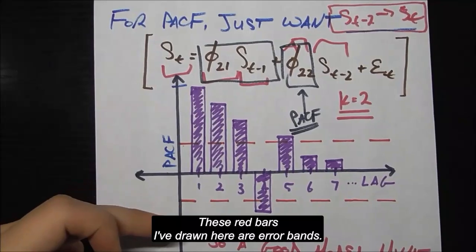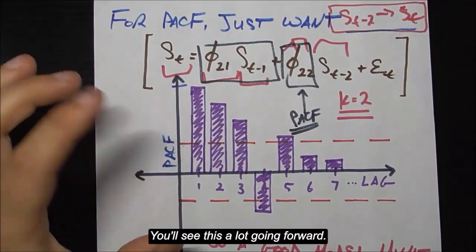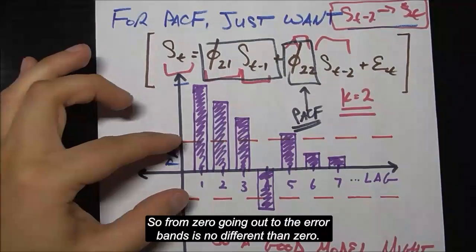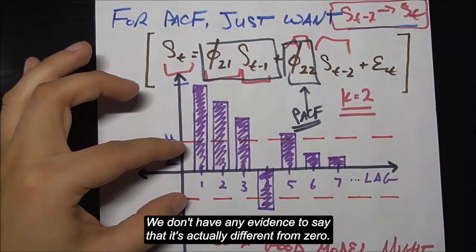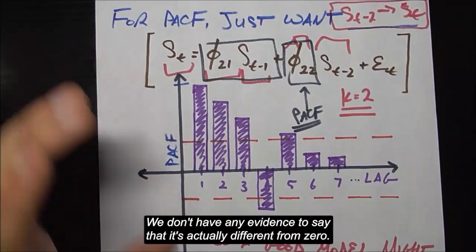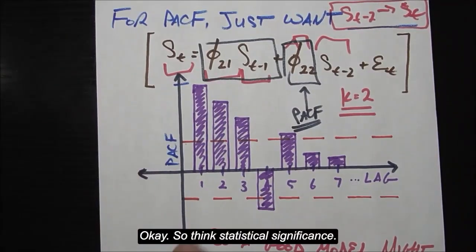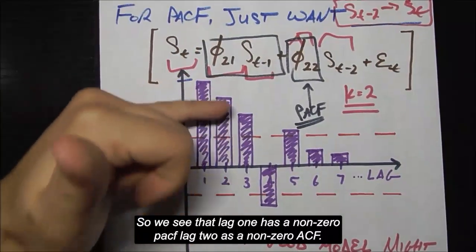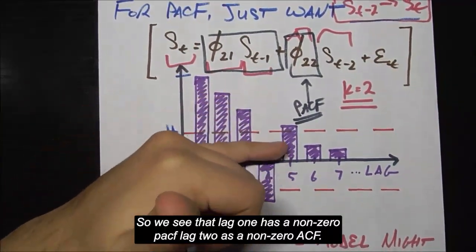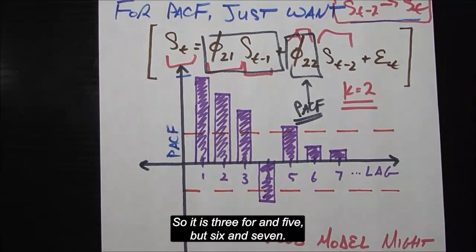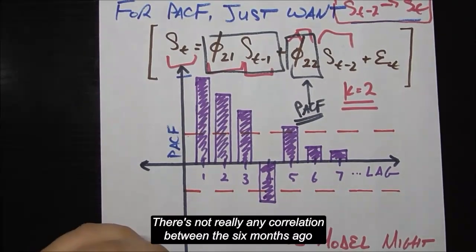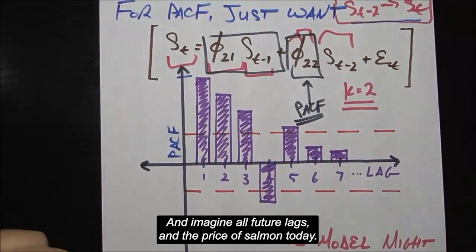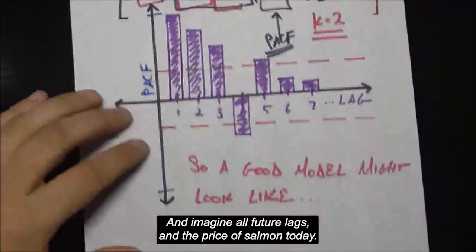These red bars I've drawn here are error bands. You'll see this a lot going forward. Basically, you can think of it right now as anything within the error bands, so from 0 going out to the error bands, is no different than 0. We don't have any evidence to say that it's actually different from 0. Okay, so think statistical significance. So we see that lag 1 has a non-zero PACF, lag 2 has a non-zero PACF, so it is 3, 4, and 5. But for 6 and 7, and imagine all future lags, there's not really any correlation with the price of salmon today.